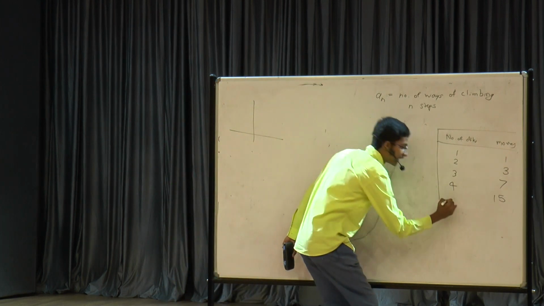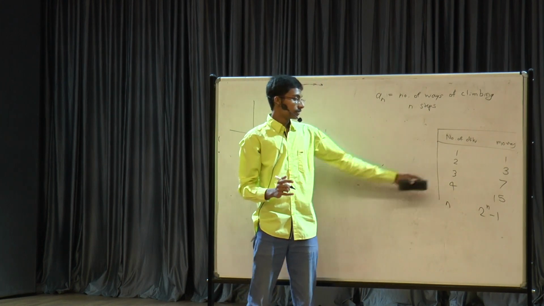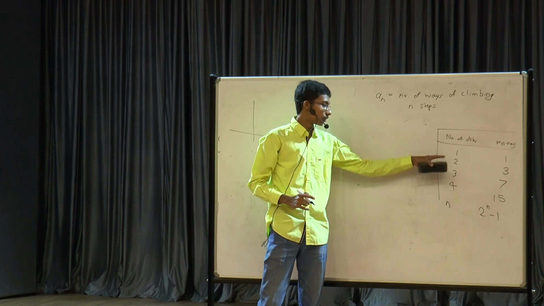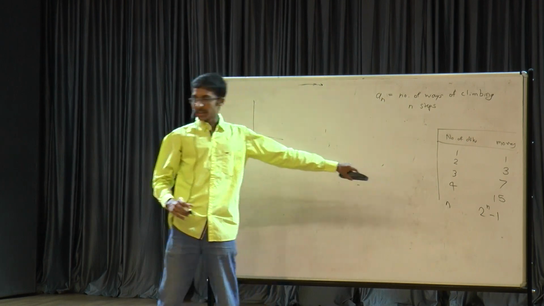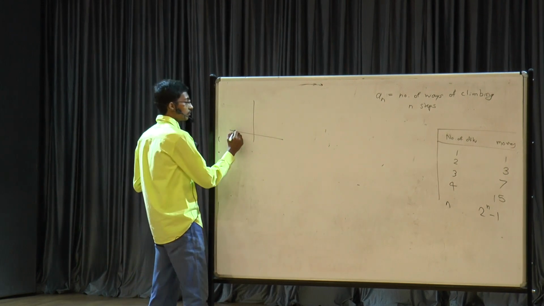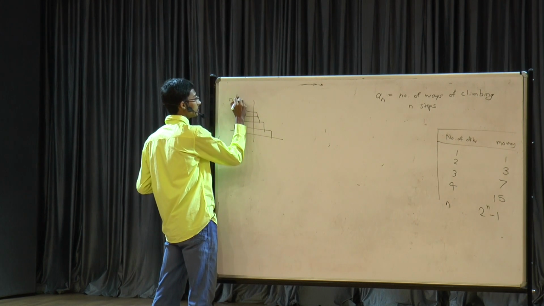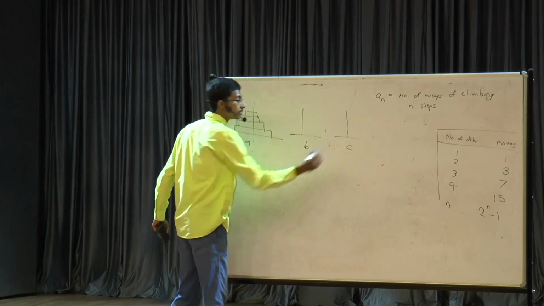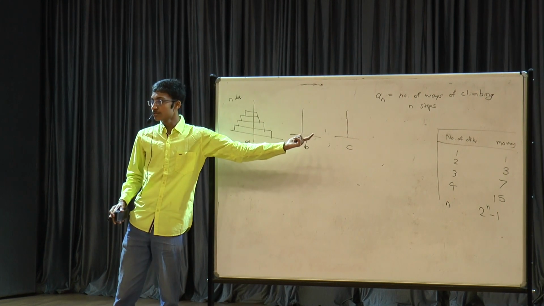I claim that for n disks, 2 power n minus 1 is the answer. Do you see it holds here? So for 1, 2, 3, 4, you see these are 2 power n minus 1. So that's my claim. For n, it's going to be 2 power n minus 1. So I have n disks in A. B, C are initially empty. I want to move all disks from A to C.